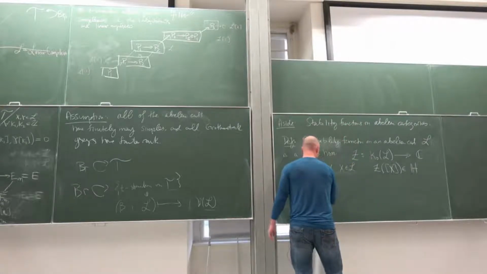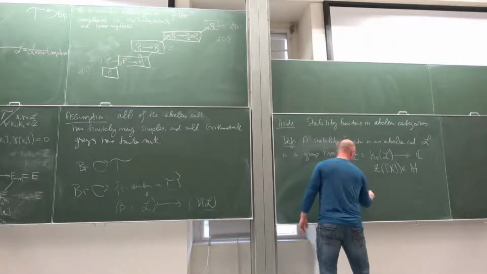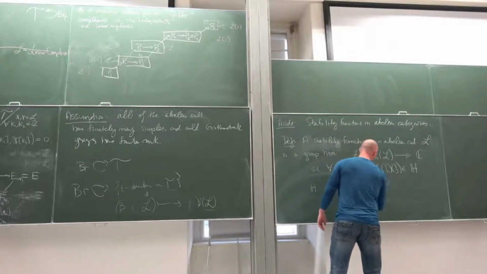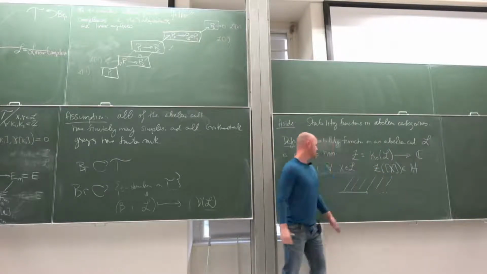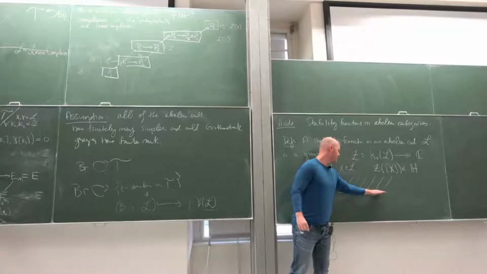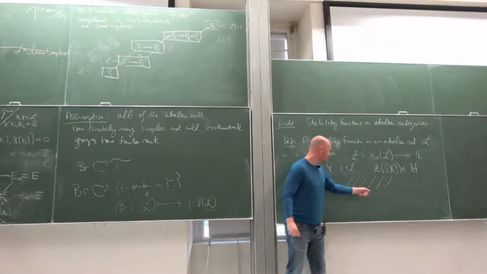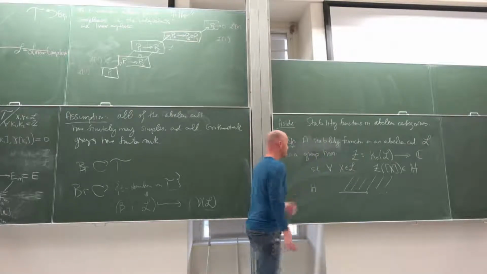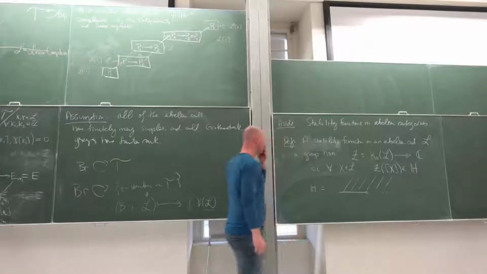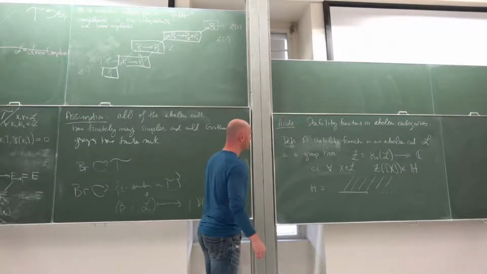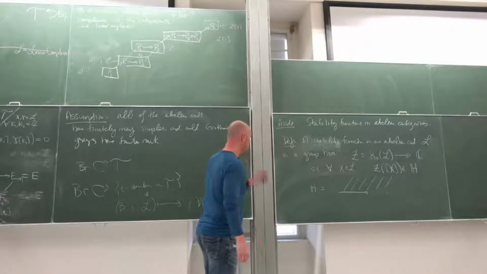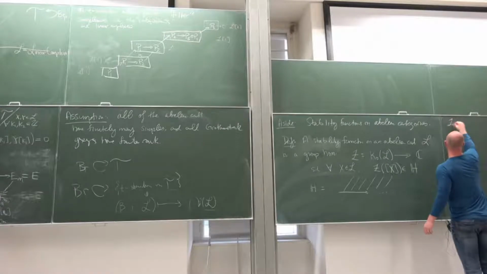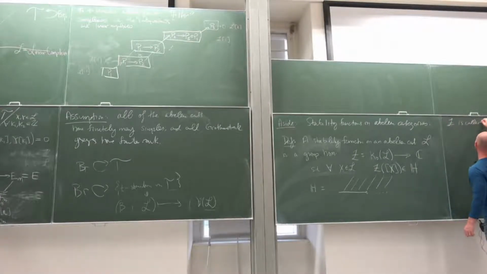So H here is, here's the complex plane, here's the origin, H is all of this. So it's the upper half plane together with the negative x-axis. Okay, so that's what a stability function is. This guy is called a central charge.